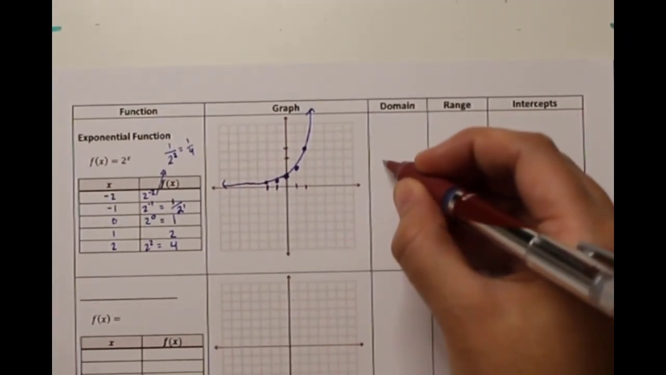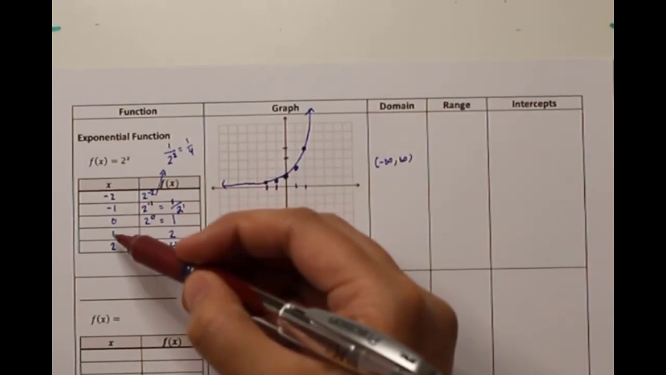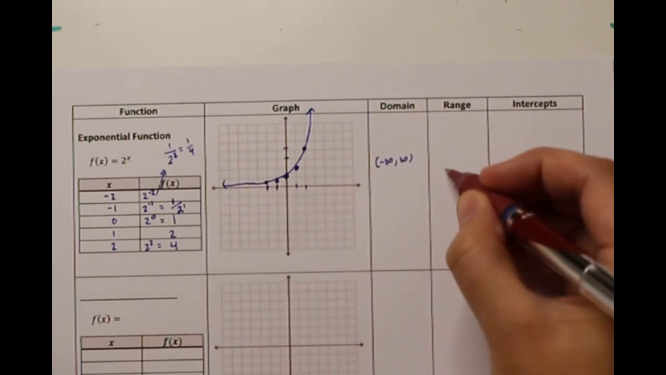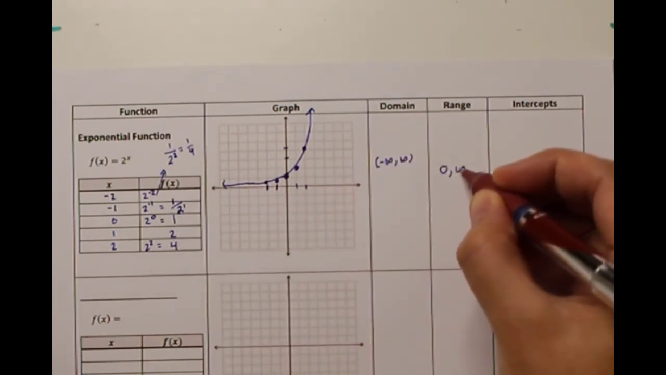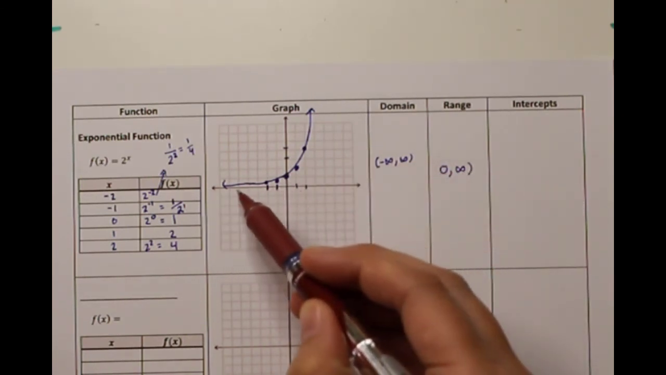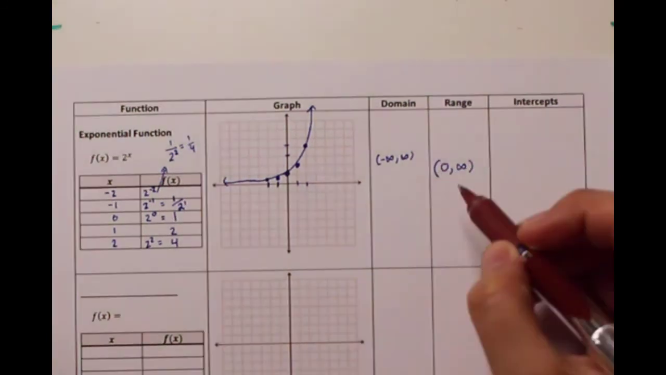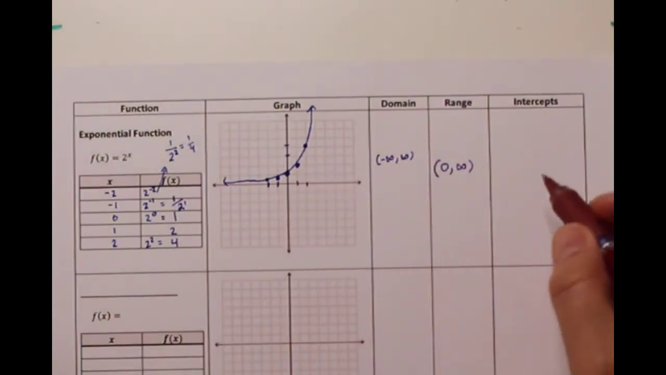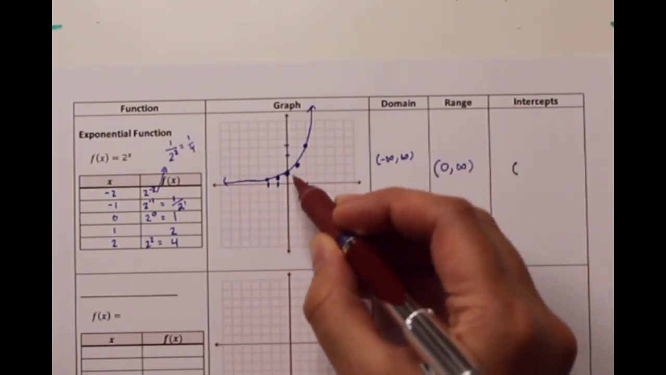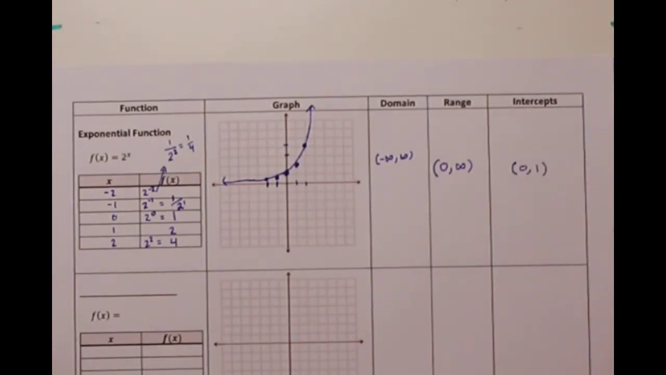The domain here, you can plug in anything as far as x goes, because you can plug in negative or positive exponents or 0, and you're going to get a real number out. But then the range, your graph never goes below the x-axis. It's never negative. It's also never 0. There's actually no point where you touch the x-axis. So we use a parenthesis. So there's no 0 for y. And then last, there's a y-intercept only. We never hit the x-axis. The y-intercept is 0, 1. Okay, that's it for our basic functions and their graphs.